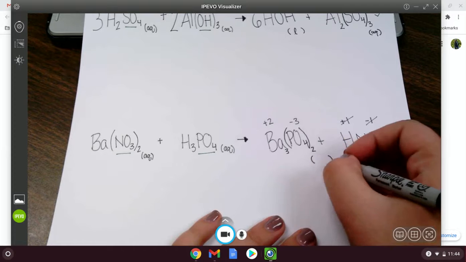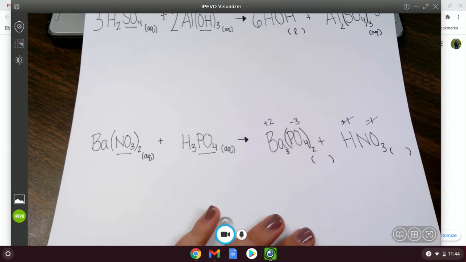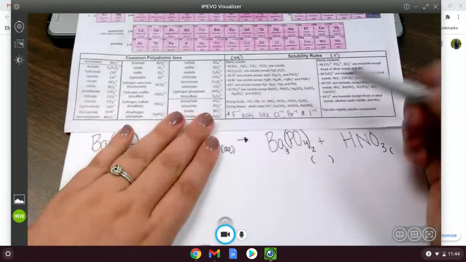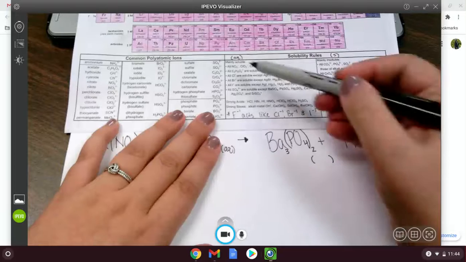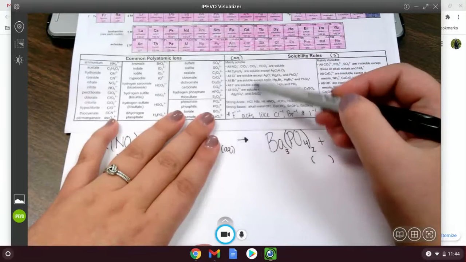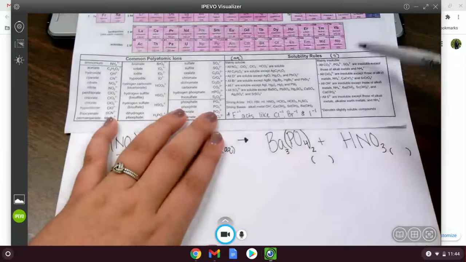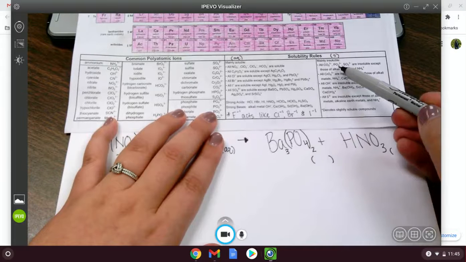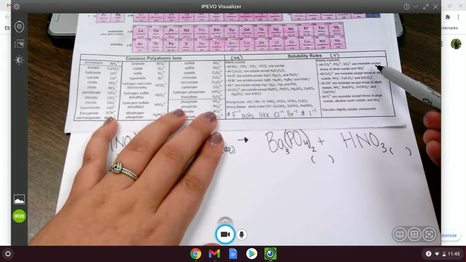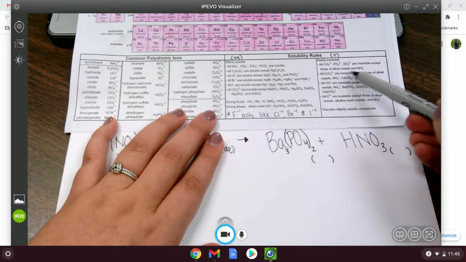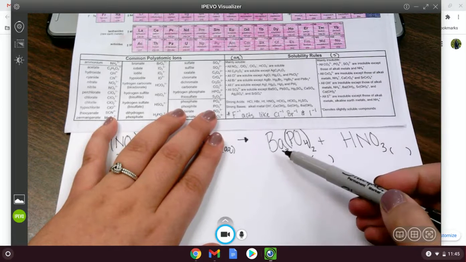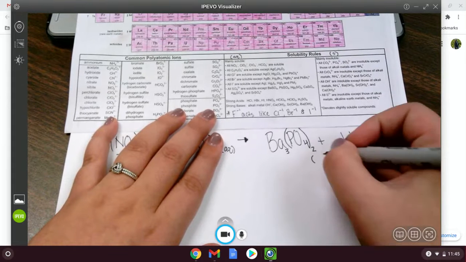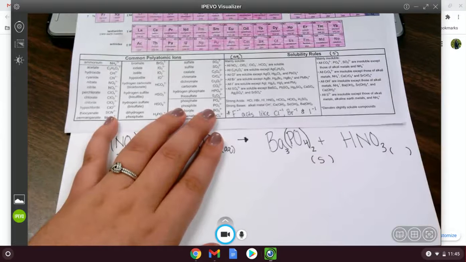So again, we need to determine, is this aqueous or is it solid? So using our solubility rules, PO4, let's search. No PO4 over here. Let's look on this side, the mainly insoluble side. All PO4s are insoluble, except those of alkali metals and ammonium. Barium is not ammonium, and it is also not an alkali metal. So this is going to be our solid.